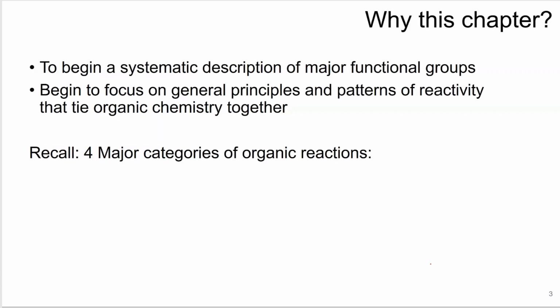We want to look at different types of reactions and put them into categories and help break down what each of them do. So we want to also look at the general principles and patterns of reactivity that also ties this organic chemistry together. So you want to remember the four major categories of organic reactions. So the first is the functional group transformation. We have oxidation, which is the loss of hydrogens or gain of oxygen. Reduction is the gain of hydrogen.